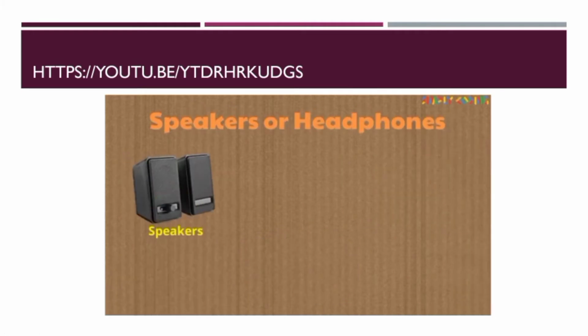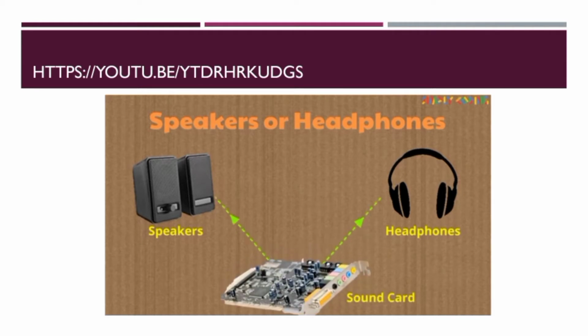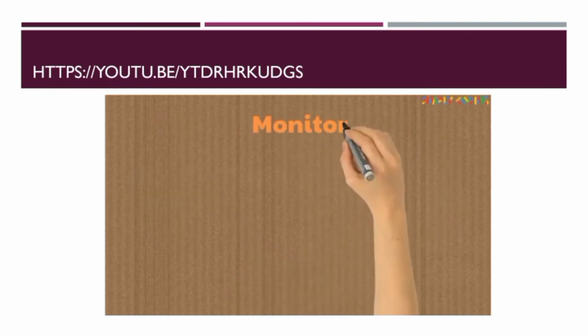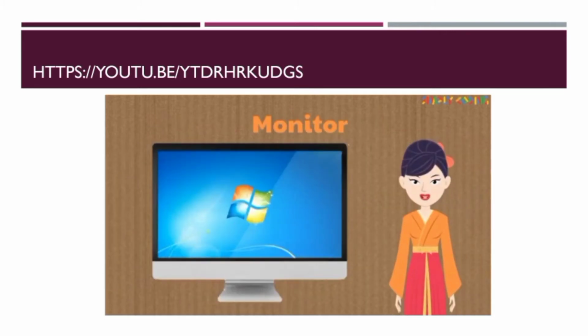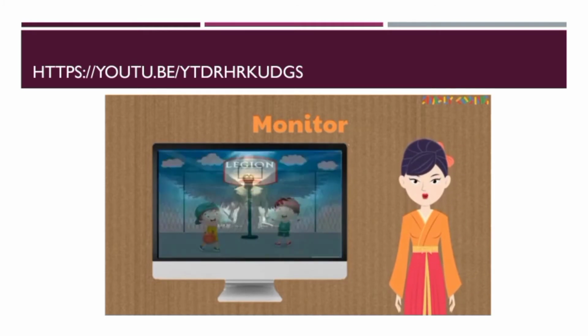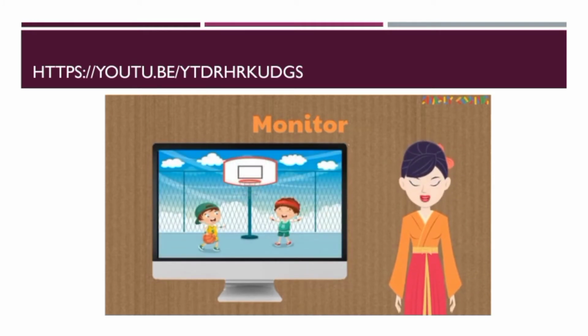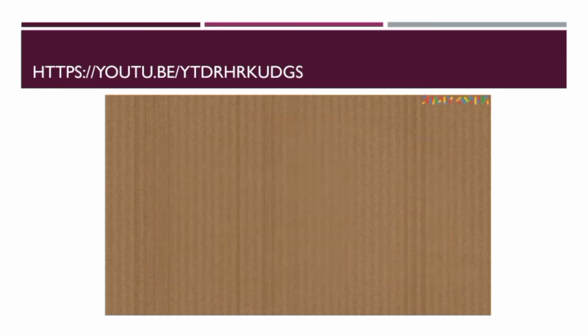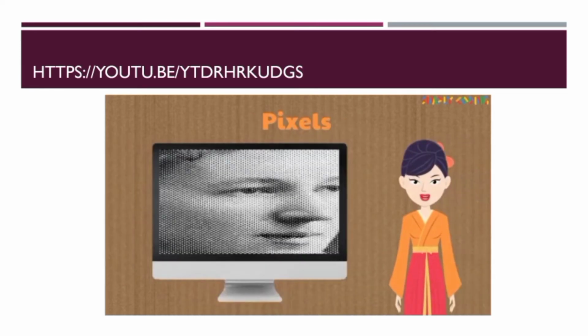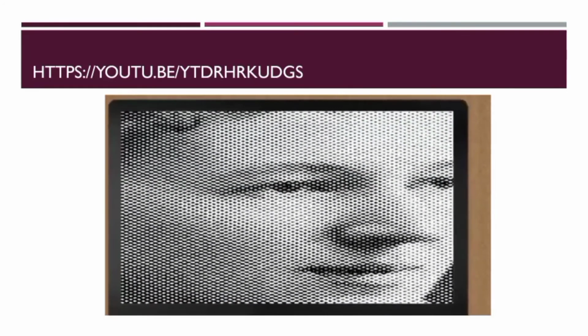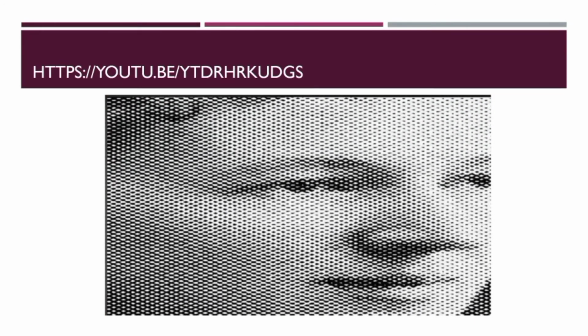Speakers or headphones are most commonly used to listen to songs and sounds in a computer. They are connected to the sound card and convert electric current to sound format. Monitor or screen is the most common form of computer output. We can watch movies, play games, and see all commands we type through the keyboard. The picture on the monitor is actually made with thousands of tiny dots called pixels.